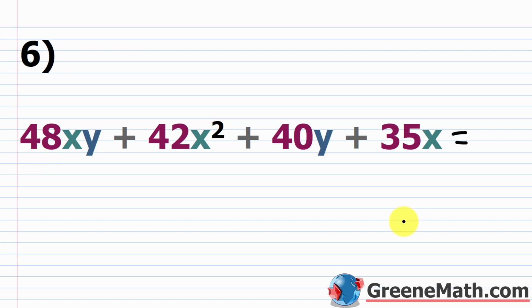So then what I want to do again is just look at the grouping. So in this particular case, I can go with the first 2 and the last 2. That's still going to work. And the next one, we'll see we have to switch it. So from the first 2, I could pull out a 6x. And then inside, this would be 8y.